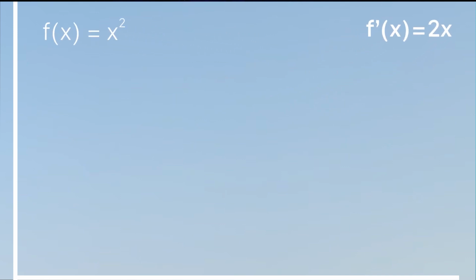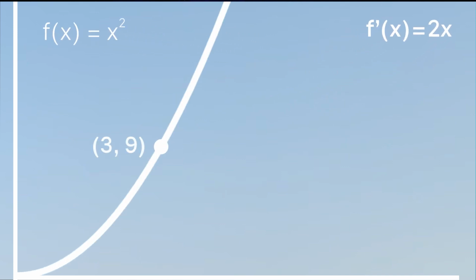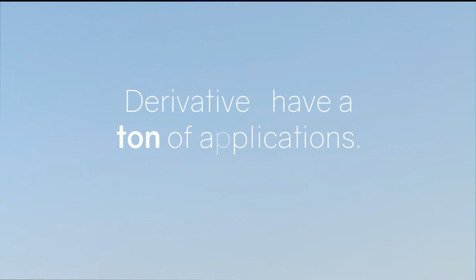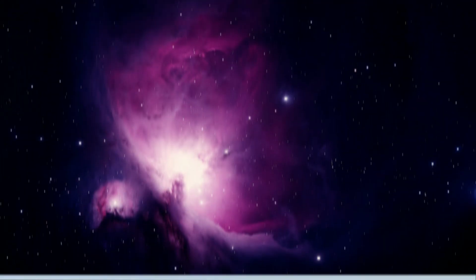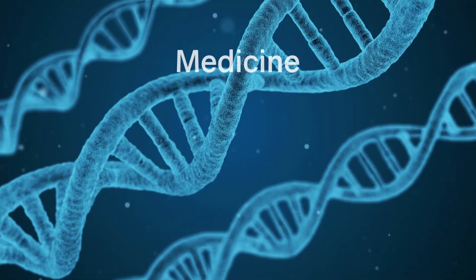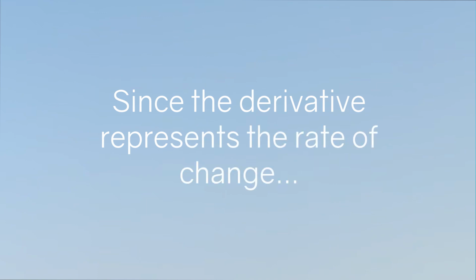Knowing that the slope is 2x at x equals 3, we can use line algebra, and we can now make the equation for the line that is tangent to x squared at x equals 3, which is y equals 6x minus 9. The derivative has many applications, including uses in physics, economics, medicine, and more. And one more really interesting thing, the derivative of a function showing an object's position represents its velocity.